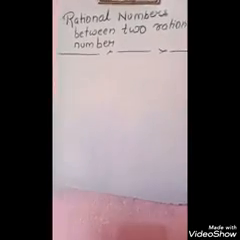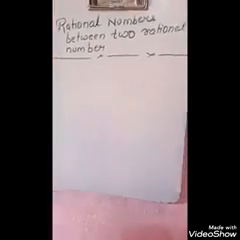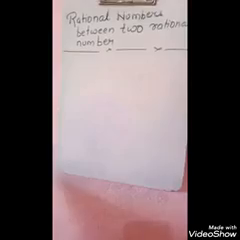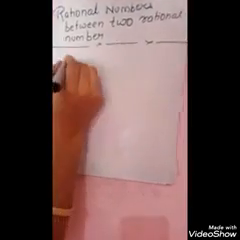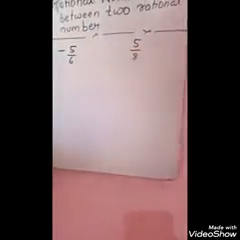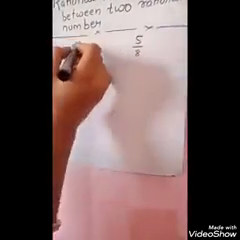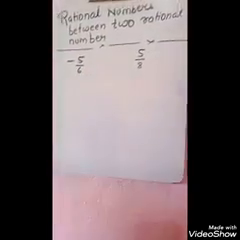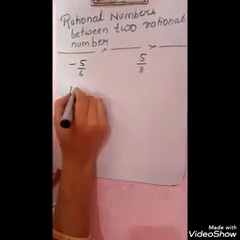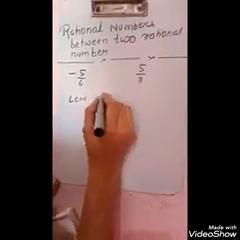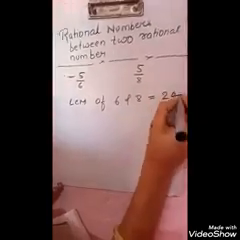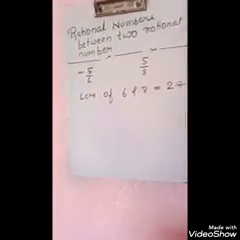Now student, we have one last topic, that is how to find rational numbers between two rational numbers. It means if you have two rational numbers, say minus 5 by 6 and 5 by 8, and you have to find 10 rational numbers between these two, for that, first of all, take the LCM of both denominators, 6 and 8, and that is equal to 24. You can find it on your own also.